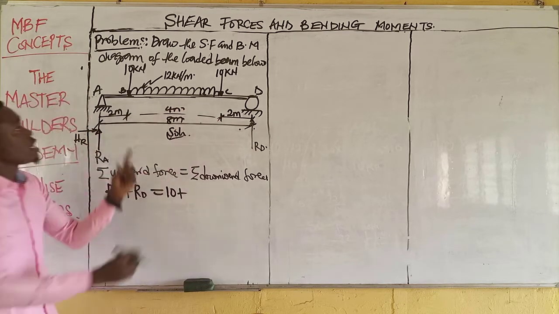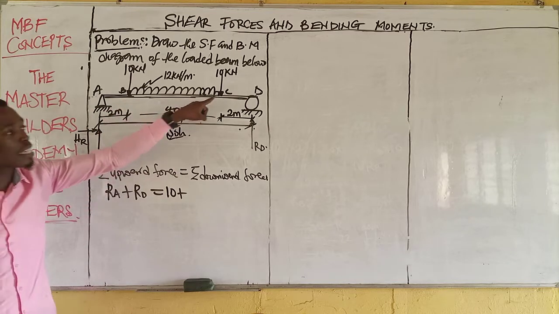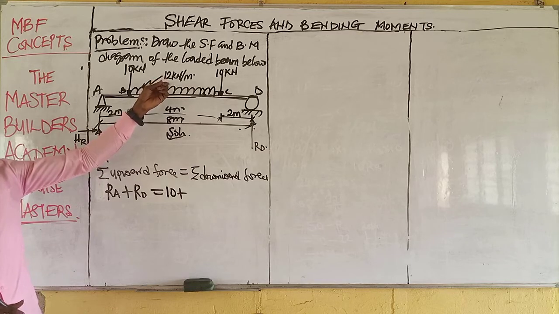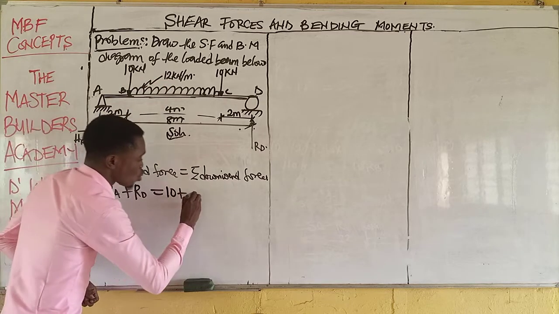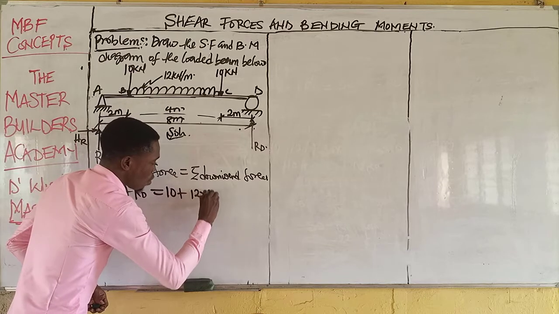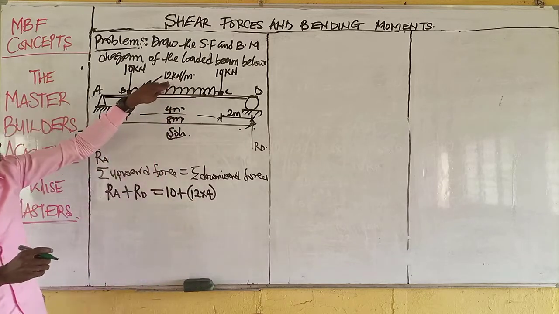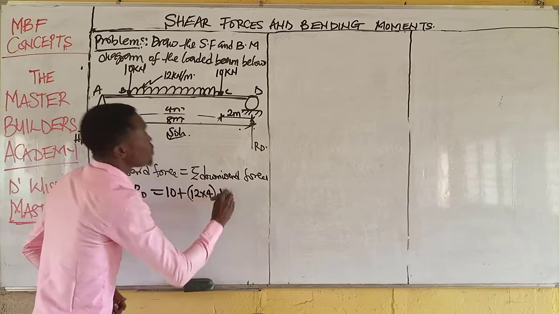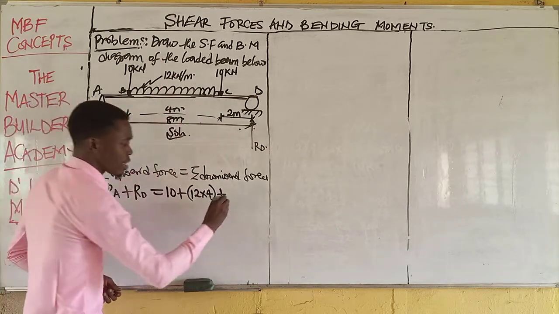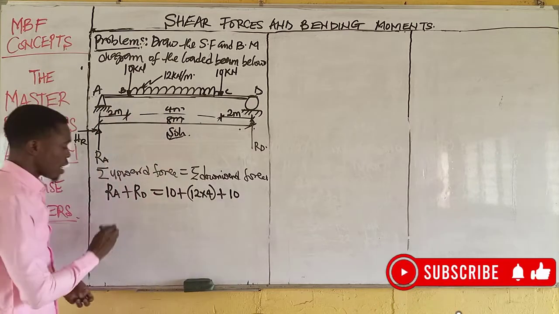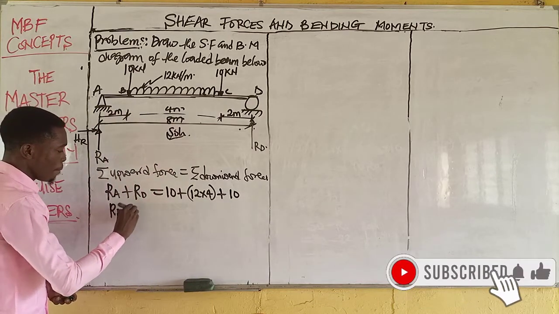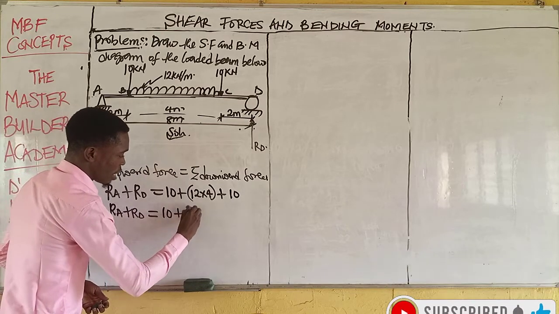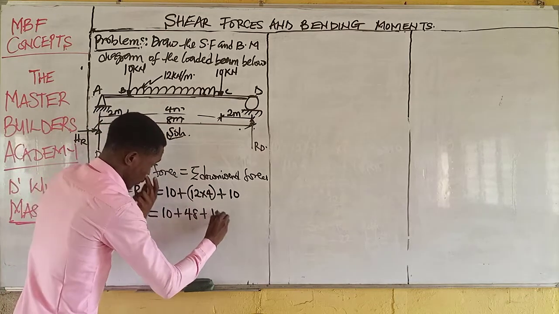That means between span B and C, we have 4 meters. So we are going to multiply 12 by 4. Then we have 12 multiplied by 4. This is the equivalent point load that corresponds to this UDL. Then finally, we have the load at C, which is 10 kilonewton.